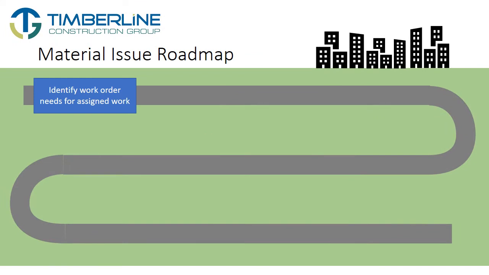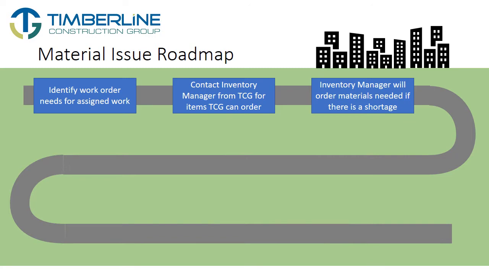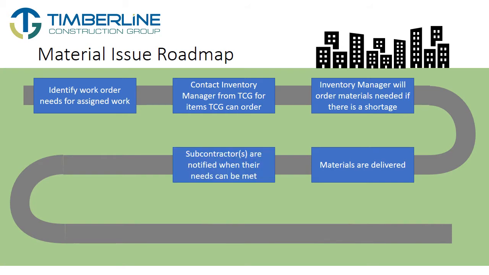Now let's go over the material issue roadmap. First, the subcontractor will identify the work order needs for the assigned work. They will contact the inventory manager from Timberline for the items that Timberline can order. The inventory manager will then order the materials needed if there is a shortage. Once materials are delivered, then the subcontractors are notified when their needs can be met.